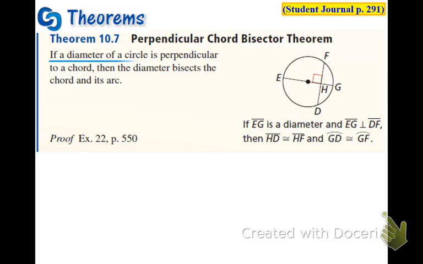All right? The second thing, I want you to write this down pretty quickly. If a diameter and a chord form 90 degrees, then the chord is bisected. What does bisected mean? Cut in half. All right, that's what this theorem says.